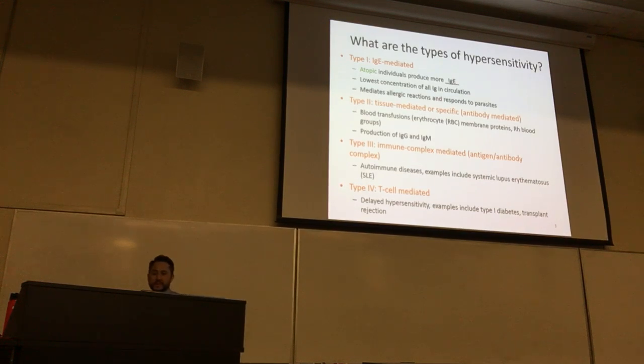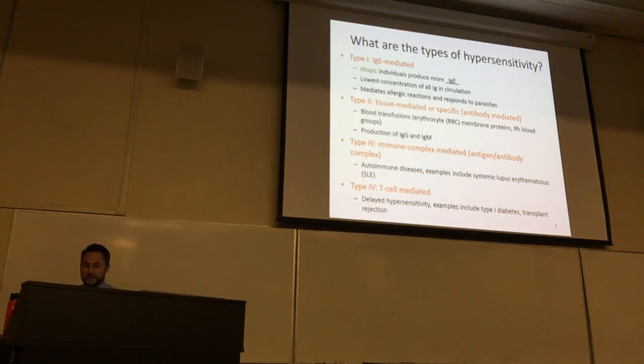IgE, though, in all reality, is the lowest in the bloodstream under normal circumstances. But it's the one that mediates all these allergic reactions and allows for our body to respond to them, as well as parasitic invasions. Now, type 2 is what we call antibody-mediated.